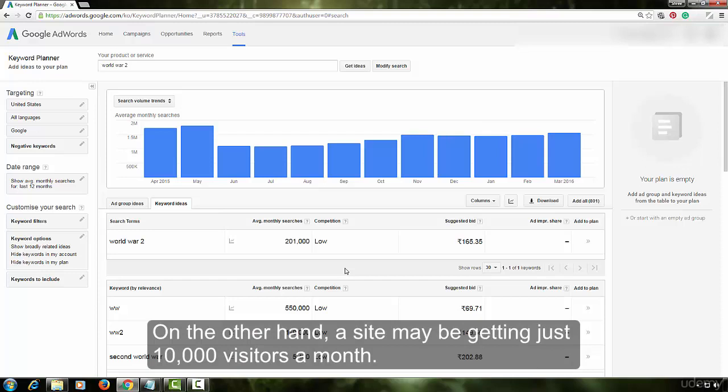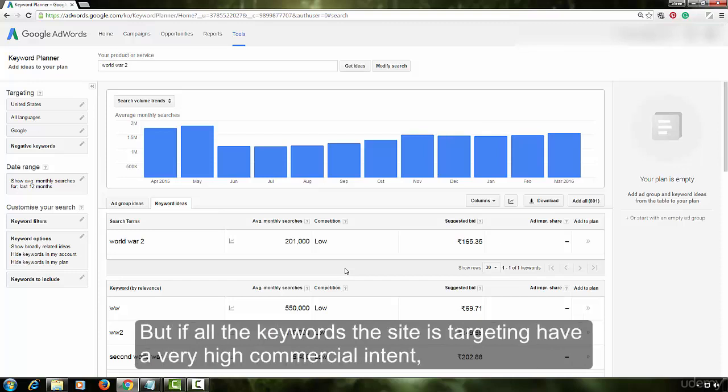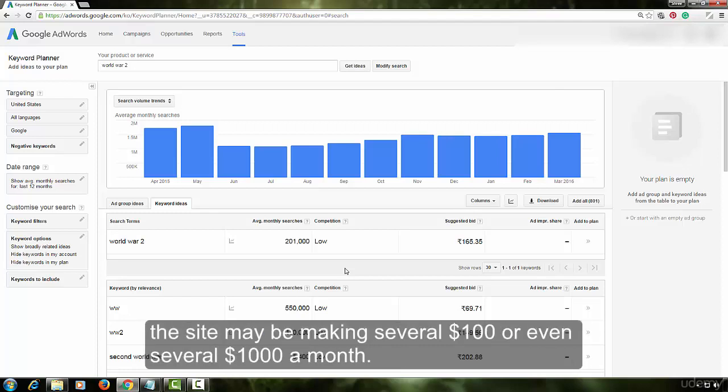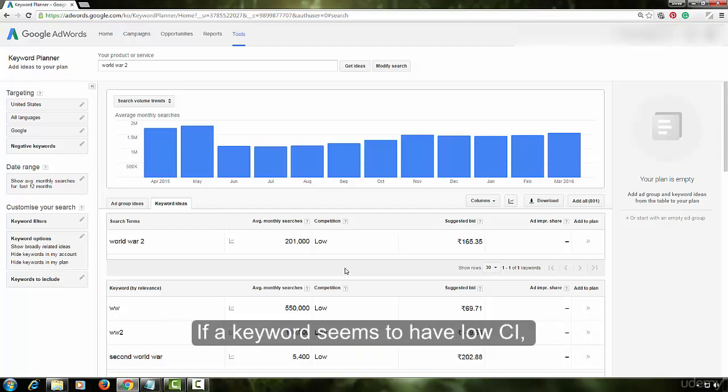On the other hand, a site may be getting just about 10,000 visitors a month. But if all of the keywords the site is targeting have a very high commercial intent, the site may be making several hundred or even several $1,000s a month.